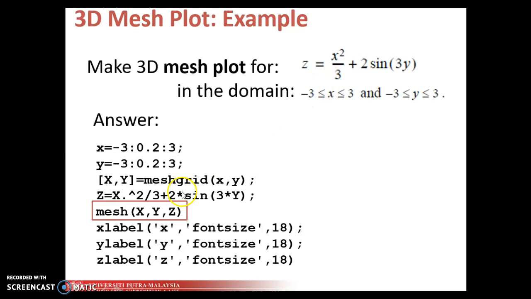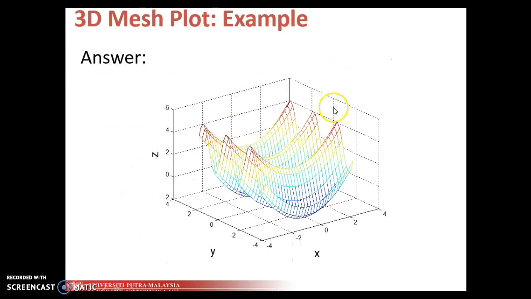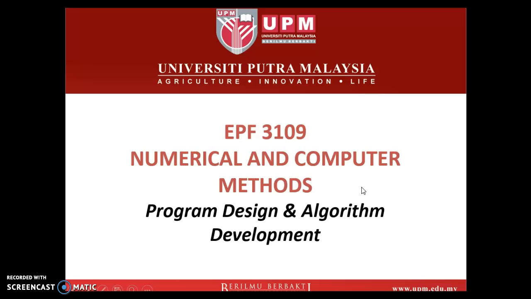Then followed by the plotting, so we plot mesh, which creates a mesh plot of x, y, and z. Then followed with the formatting of the graph, like the x-axis, y-axis, and z-axis. So this is how the graph looks. Basically you are creating something like a fishing net, and within the grid there is no color. Right? So you see.